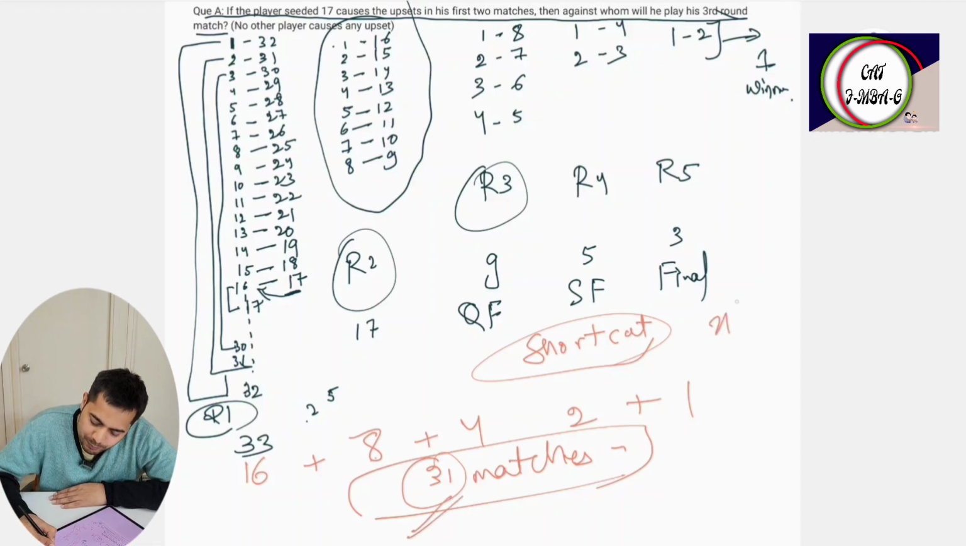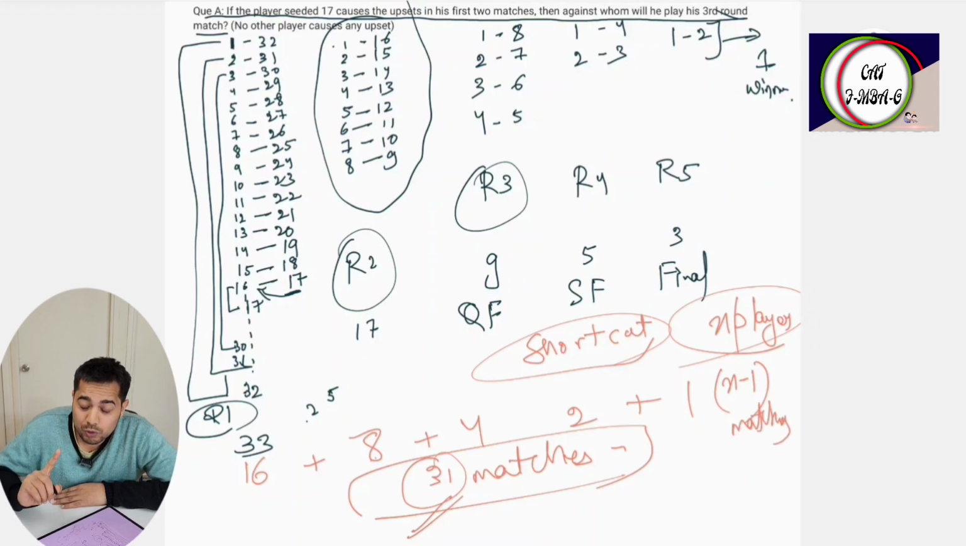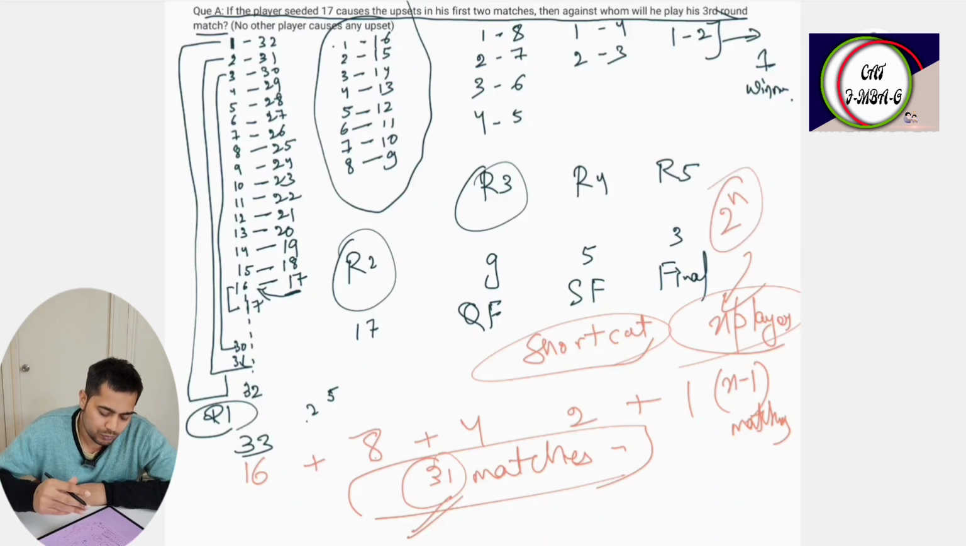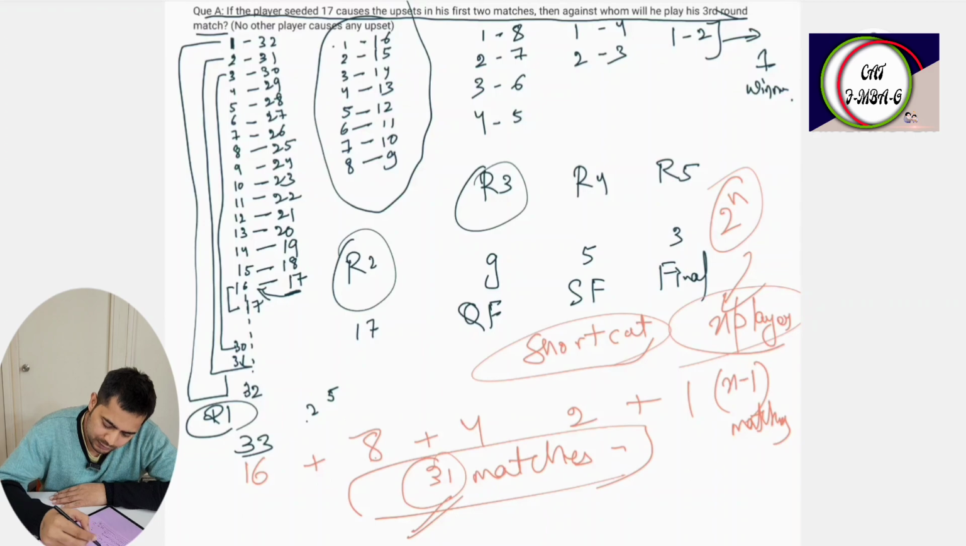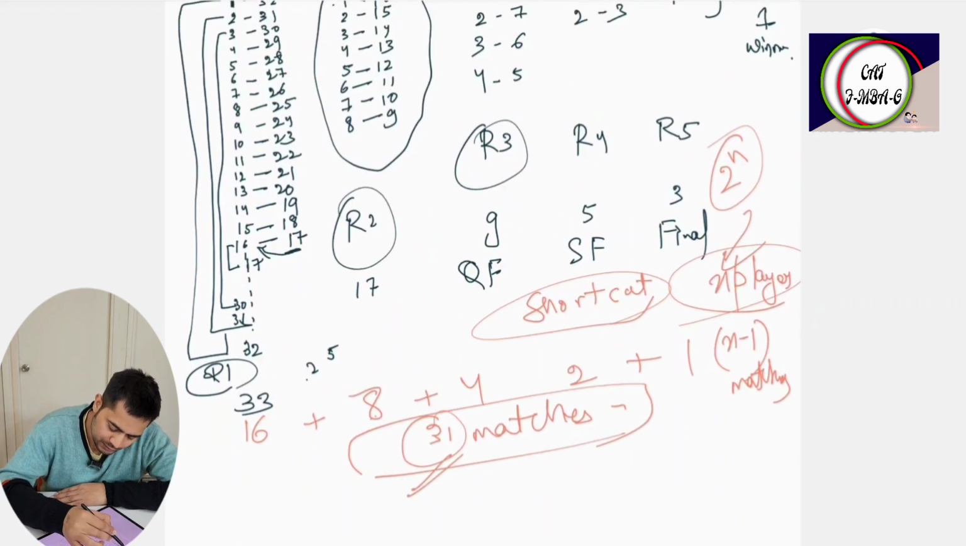So let us say if X players are there, then in a knockout tournament, X minus 1 is the number of matches. This is specifically when X is of the form 2 to the power n, like 2 squared, 2 cubed, 2 raised to the power 4. So 1, 2, 4, 8, 16, 32, 64 and so on. Let us see the next question. Let me clear this.